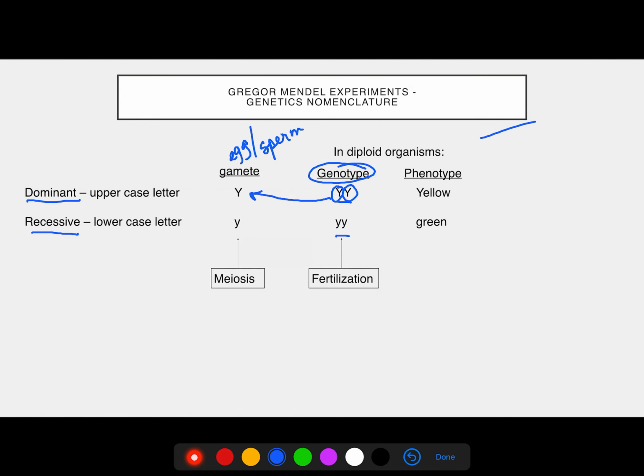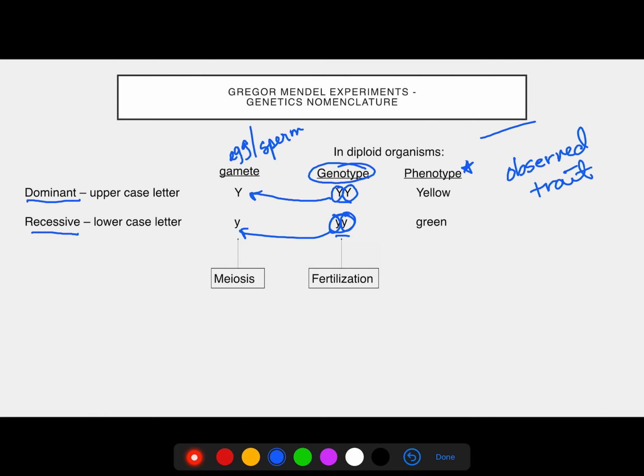Okay, so this offspring, or this parent, say they're homozygous recessive, they can only give one lowercase y, one each. That's their only possible type of gamete that they can give. Once you determine someone's genotype, you can then figure out their phenotype. And phenotype, remember, is the actual observed trait.